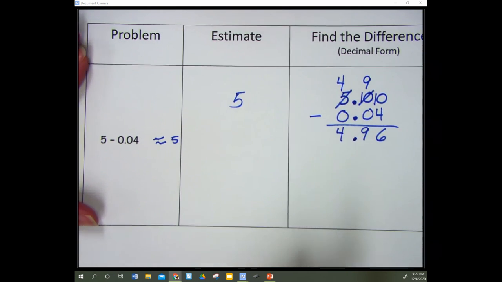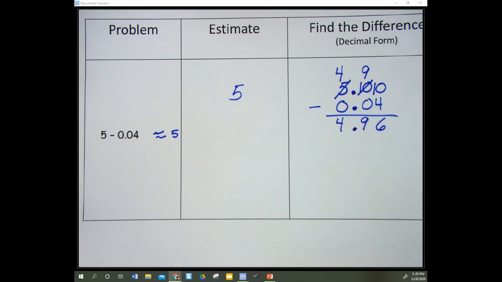Here's our exact answer, 4 and 96 hundredths. Can you see how that's almost 5? We're really close to the whole number 5. Our estimate is really close, isn't it?